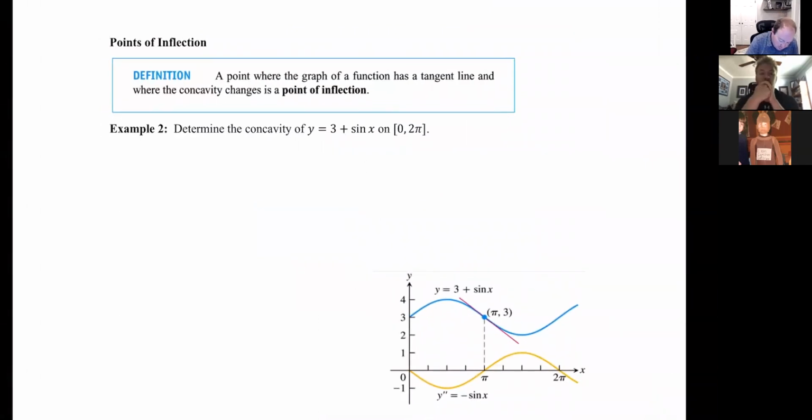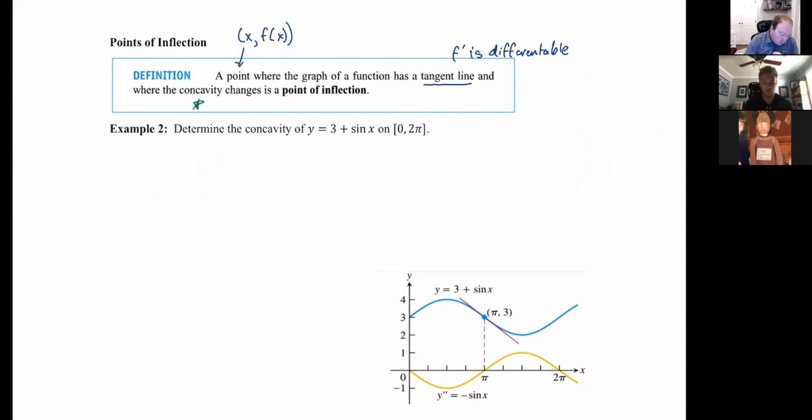So a point of inflection differs a little bit from a critical point. This point of inflection is actually a point on the graph, a value x, f of x, where the graph of the function has a tangent line. So we actually have to be able to take the derivative. This just means that f prime is differentiable, and the concavity changes. This is important to note. What we find when we set it equal to 0 is a possible point of inflection. It's not until we see if there's a change that it's actually referred to as a point of inflection, a point where the concavity changes.